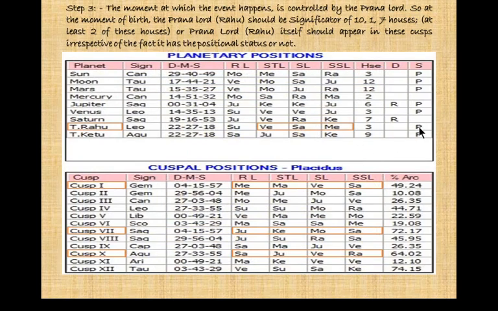Rahu has positional status and Rahu represents Venus, and Venus appears in 1 and 10. So Rahu also appears in 1 and 10. Also Rahu star Venus appears in 1 and 10. Sublord Saturn appears in 1, 7 and 10, and sub-sublord Mercury appears in 1. So all the 3 cusps are getting stimulated.